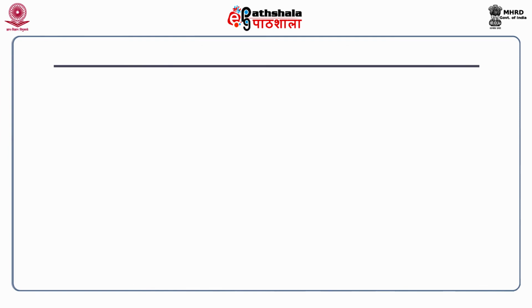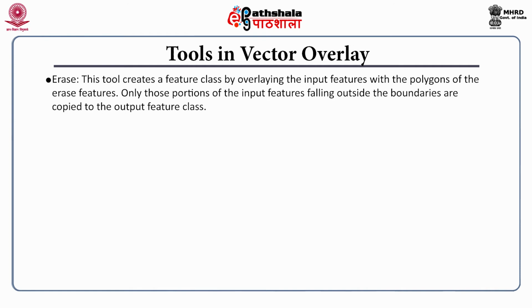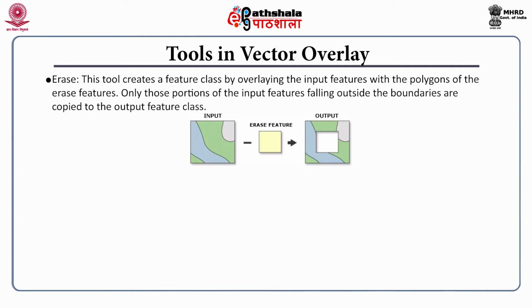So, now coming to the tools in vector overlay. The first tool is erase tool. As you can see from the figure also, this tool creates a feature class by overlaying the input features with the polygons of the erase features. Only those portions of the input features falling outside the boundaries are copied to the output feature class.